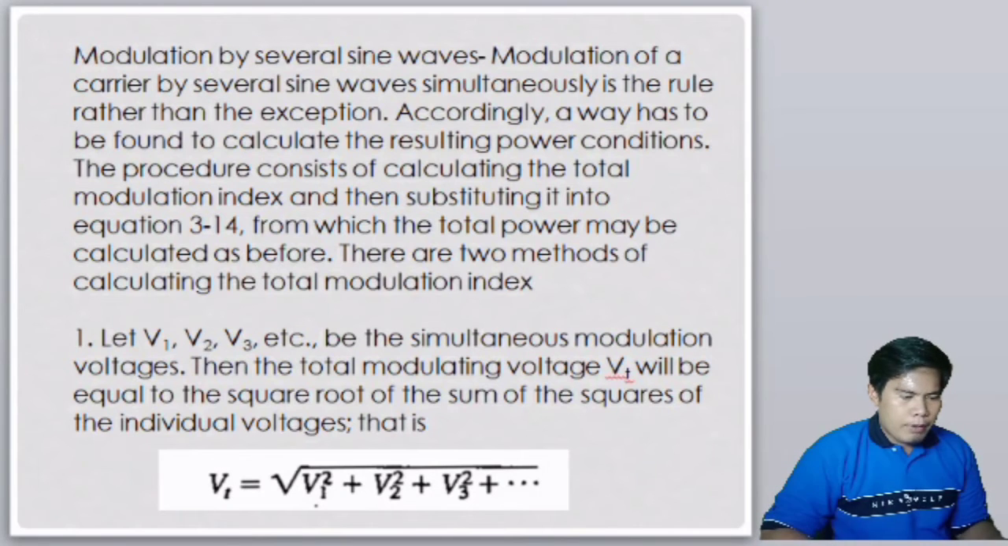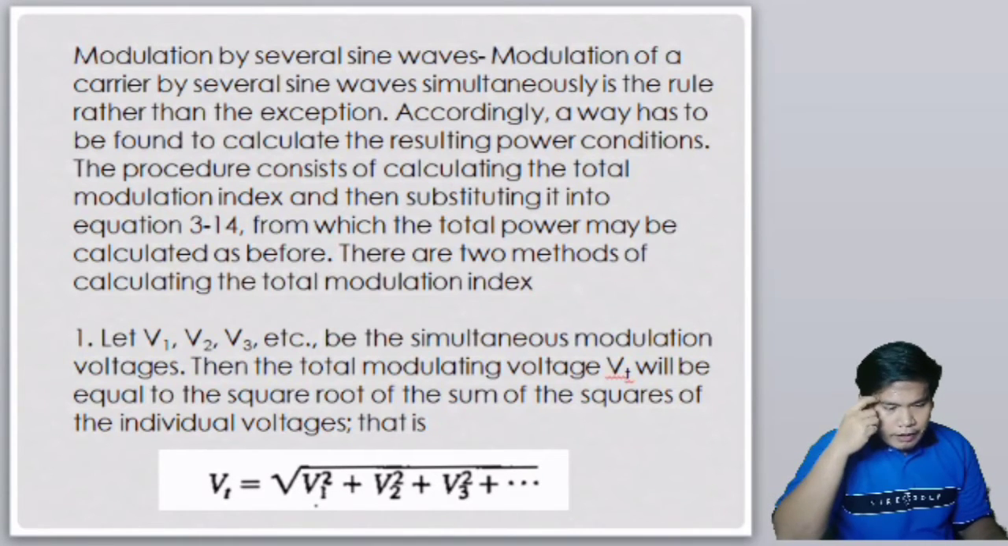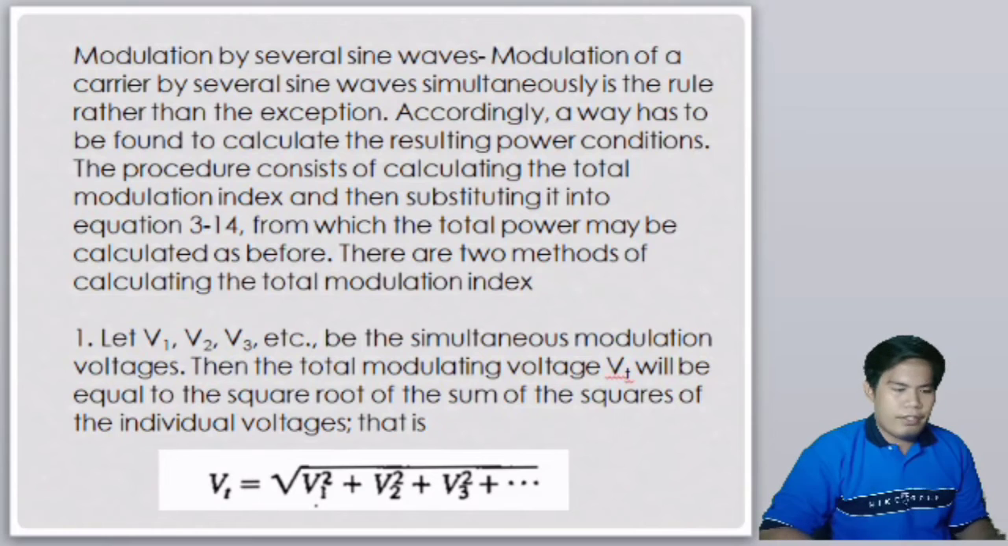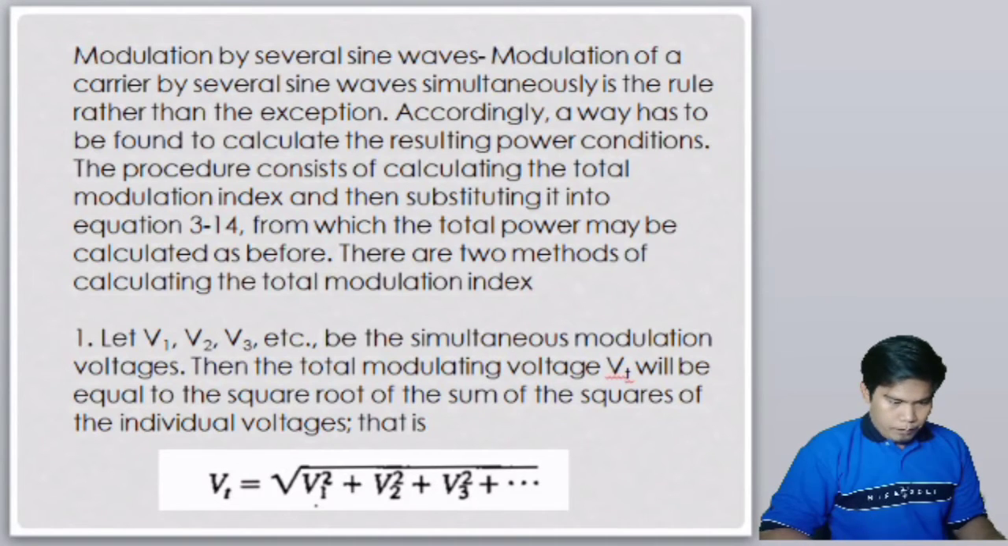1. Let E1, E2, E3, etc. be the simultaneous modulation voltages. Then the total modulating voltage will be equal to the square root of the sum of the squares of the individual voltages, that is, total modulating voltage is equal to the square root of E1 squared plus E2 squared plus E3 squared, and so on.